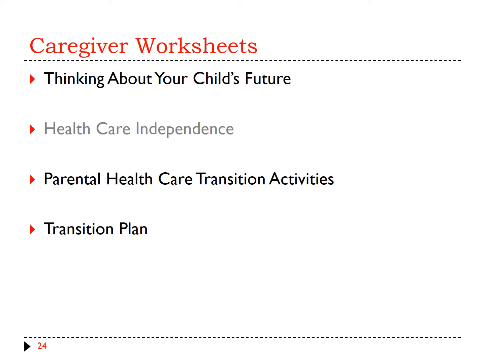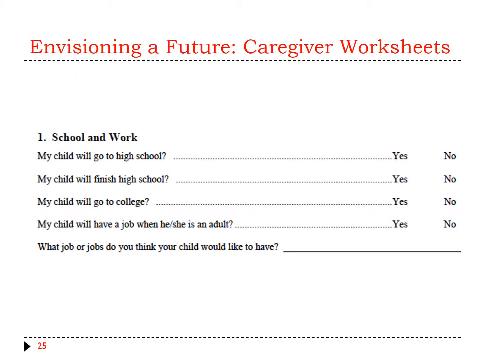The first 2 planning guides for youth have 3 sets of parent worksheets: Thinking About Your Child's Future, Parents' Healthcare Transition Activities, and Transition Plan Family Worksheet. The questions in this worksheet for parents correspond to those in the worksheet for youth. For example, "My child will finish high school" on page 5 matches "I plan to finish high school" on page 19 of the youth worksheets.